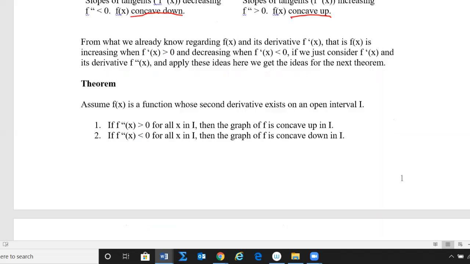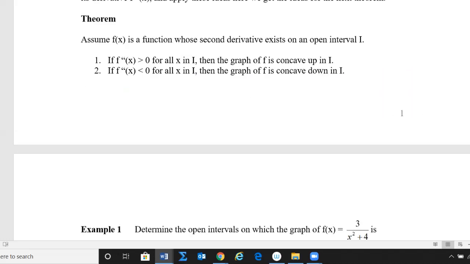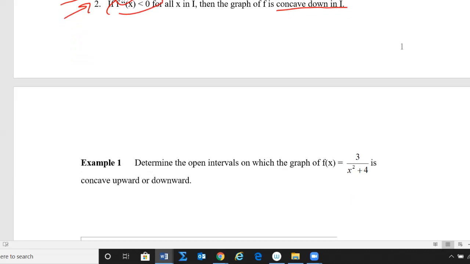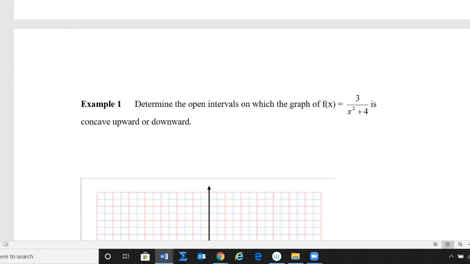Let's look at how to determine that. If your second derivative is positive, then you have concave up. If your second derivative is negative, you have concave down. That's based on the increasing, decreasing nature of the first derivative.